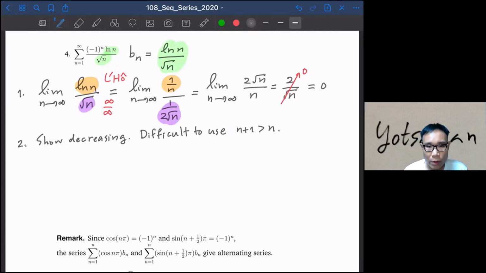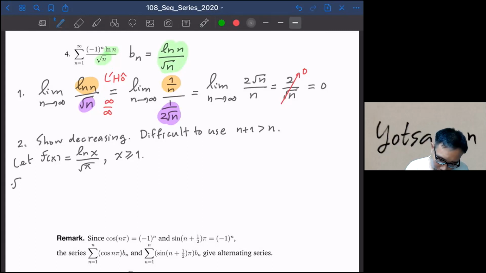Okay, so we will not be able to use direct comparison. So we're going to let f(x) equal the square root of log x over x, with x greater than or equal to 1. And we're going to differentiate, f prime of x, to see whether it's decreasing or increasing.